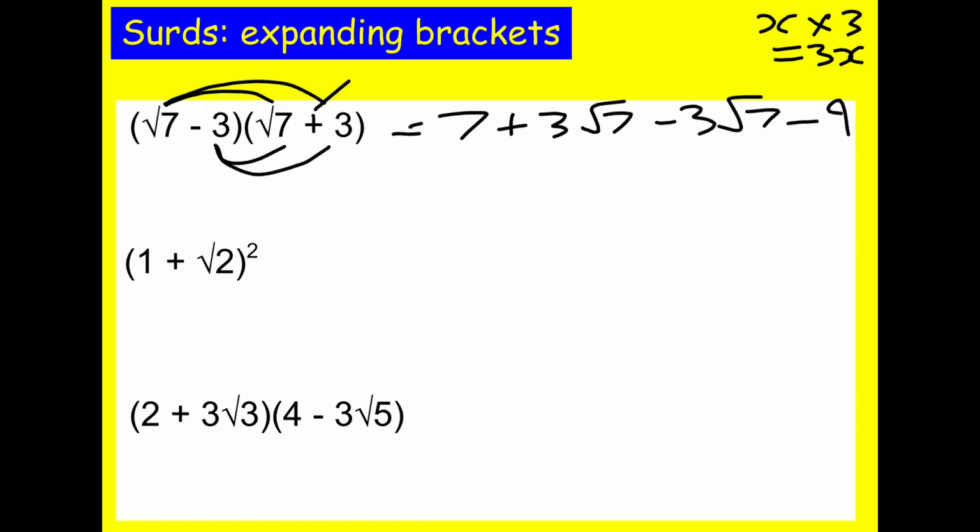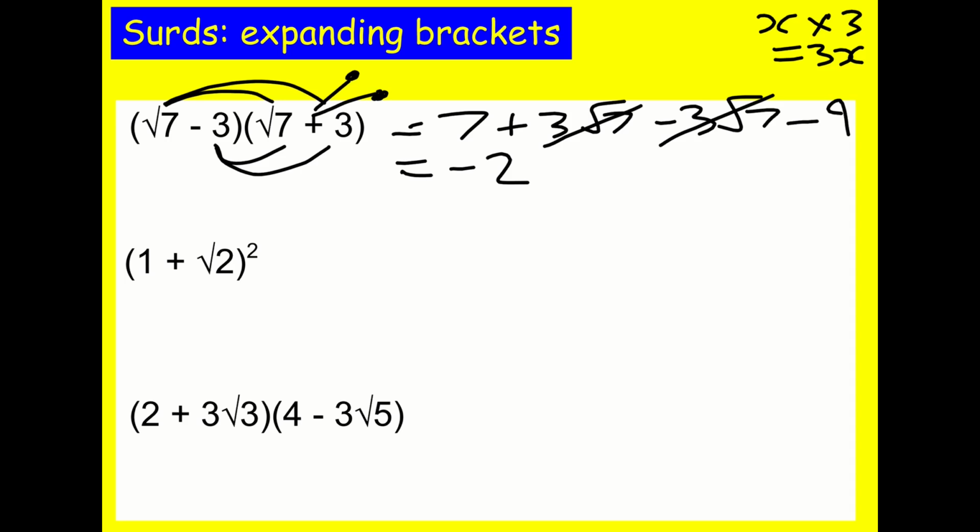Now I call this the crab claw method because it's like I've got a little crab with their two claws coming out there. Okay, we can simplify this. We've got 3 root 7 and minus 3 root 7, so actually these cancel, and that just leaves me 7 minus 9. And multiplying these two quite horrible surds gives me a very nice number.